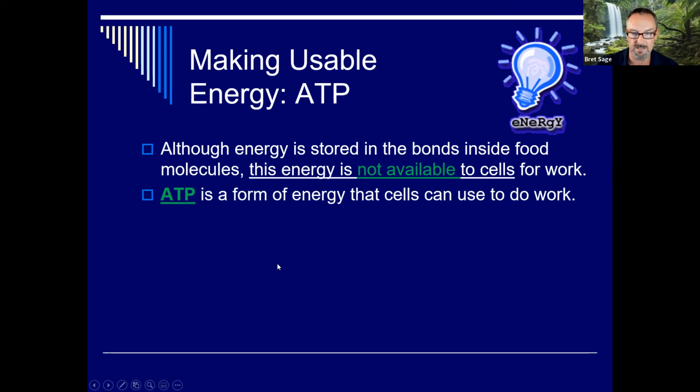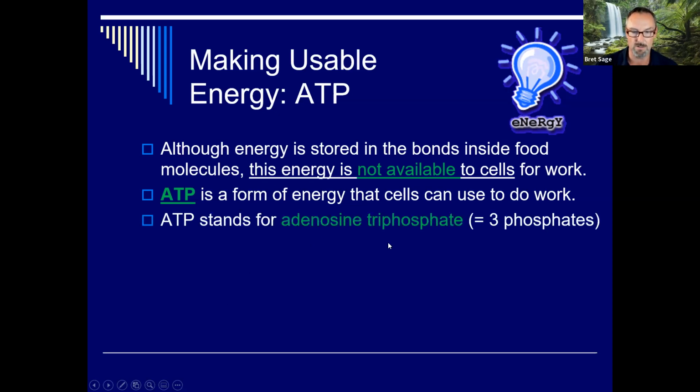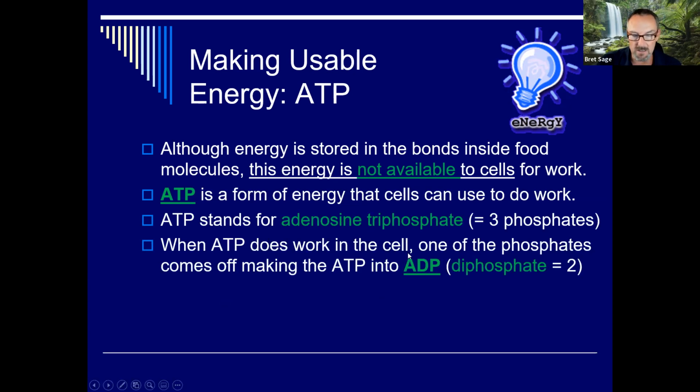ATP is a form of energy the cells can use to do work. So this is really the only form of energy that the cells use to do work. There's a couple of exceptions we'll talk about later in this chapter. ATP stands for adenosine triphosphate. So tri means 3. Phosphate is a molecule made up of phosphorus and 3 or 4 oxygens. When the ATP does work in the cell, one of the phosphates comes off, turning the ATP, which is 3, into ADP, which is 2. Di meaning 2. So one of them falls off. It doesn't disappear. It's around, but it's just no longer attached.